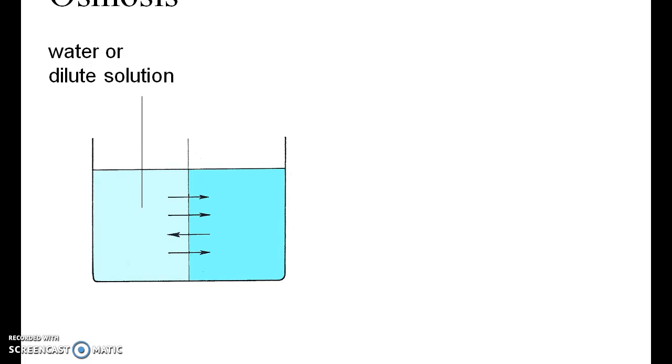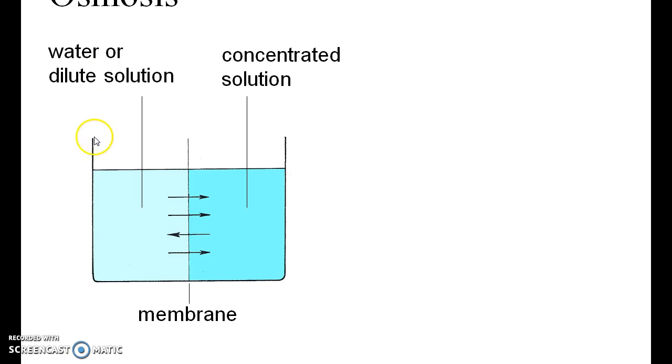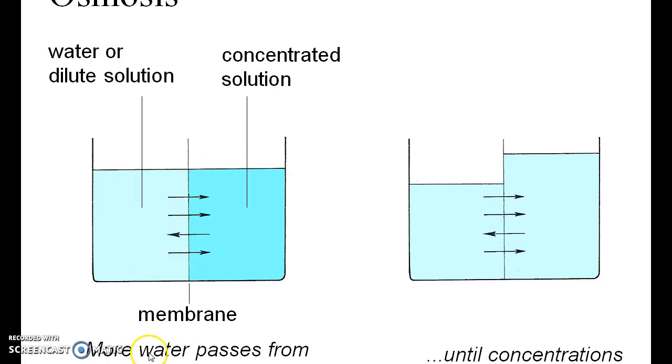Osmosis. This is the demonstration of osmosis. Here is a membrane, and on one side is water or a dilute solution and on the other side is the concentrated solution. More water passes from dilute to the concentrated.